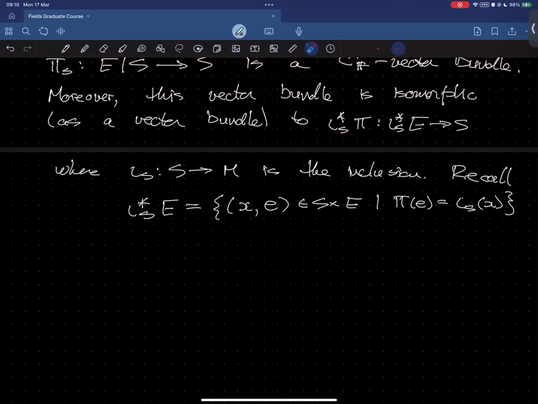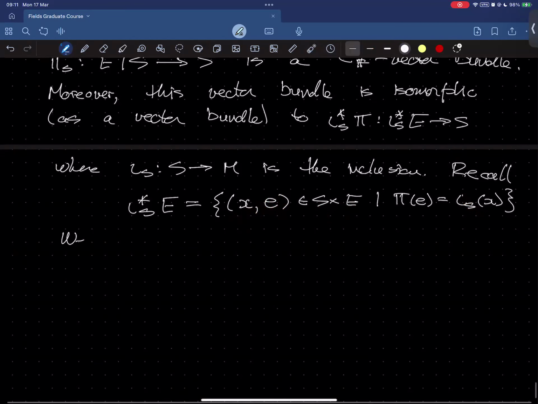All right, so let's see what this space means. What we're going to do is take points here, x and e, and e should have the property that it projects to the inclusion of x into E. And so really what this means is that the point e is in the fiber over the point x in S.